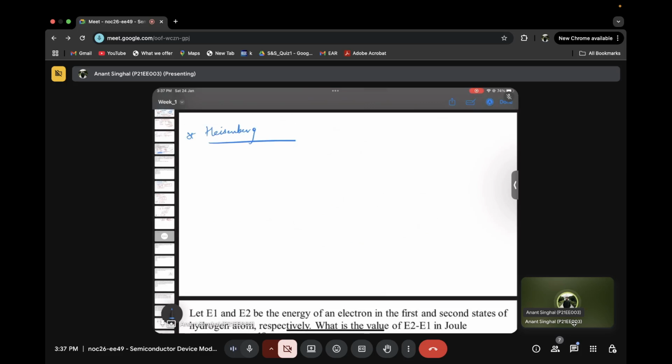Does anyone know what is Heisenberg uncertainty principle? Anyone? Okay. So what it says is we cannot determine both momentum as well as the position of any atom simultaneously. So either we can know momentum or position of any atom, not both side by side.